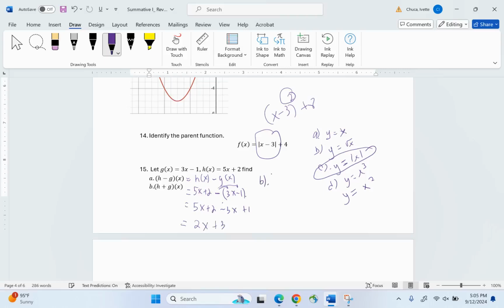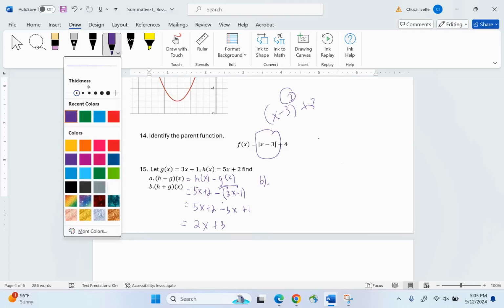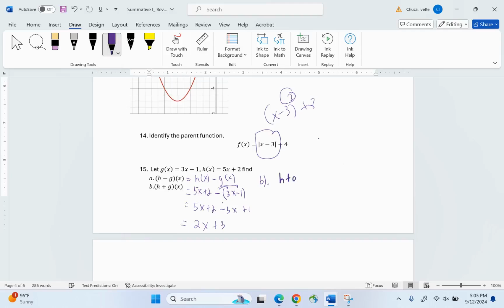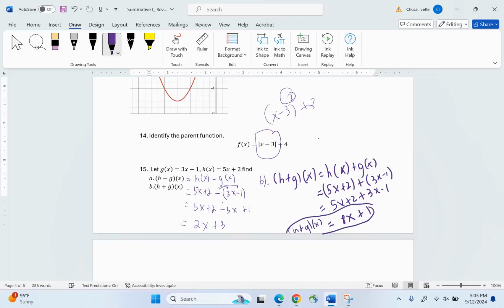Now letter B, we have h plus g of x, which is going to be the same as h of x plus g of x. So h of x is 5x plus 2, and g of x is 3x minus 1. So we put this together, we have 5x plus 2 plus 3x minus 1. Gather your like terms, so 5x plus 3x is 8x. 2 plus a negative 1 is going to be 1. So my h plus g of x is 8x plus 1.